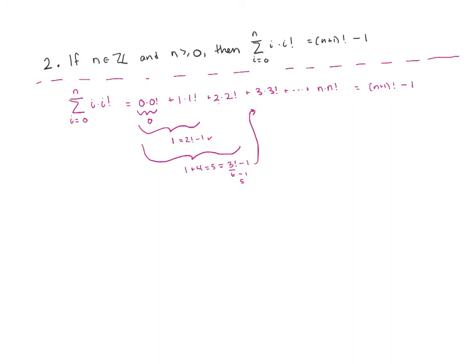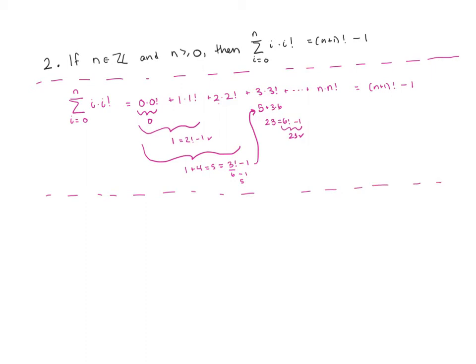Now I'm just going to add on this next term. So I had 5 plus 3 times 6. So 5 and 18 is 23. And that should be 4 factorial minus 1. 4 factorial is 24. Okay, so I'm going to feel that this is looking correct. I always like to kind of have an idea of what this looks like before we start our proof, just so we can kind of know what's going on here.